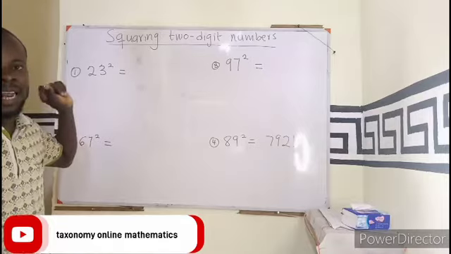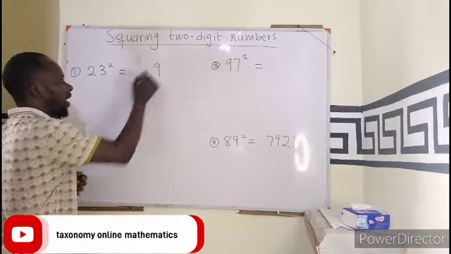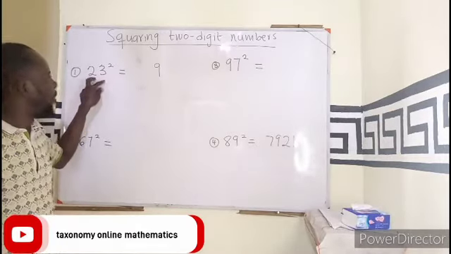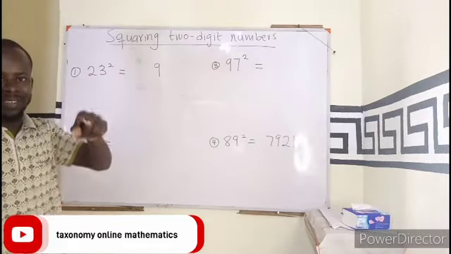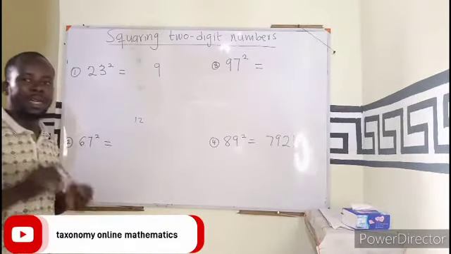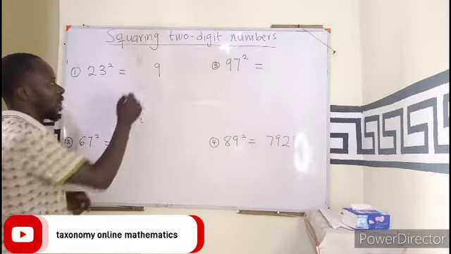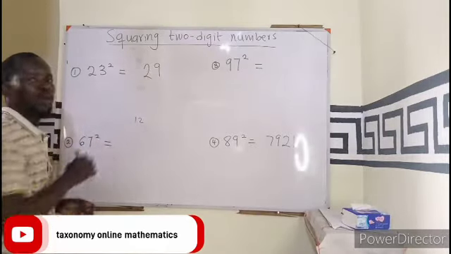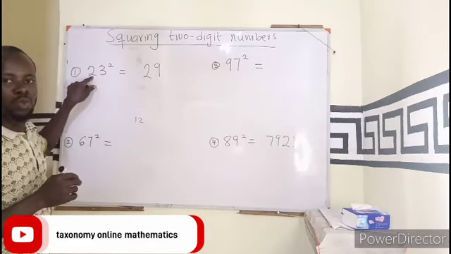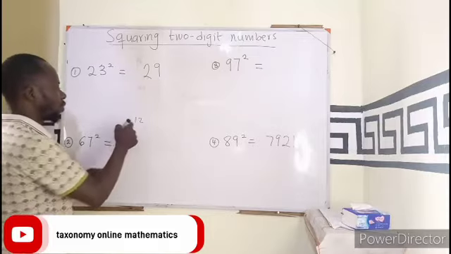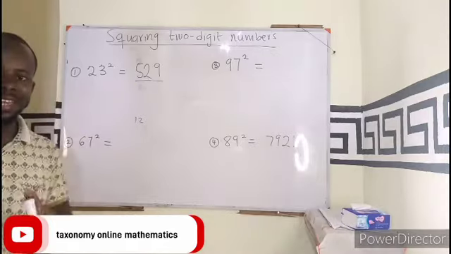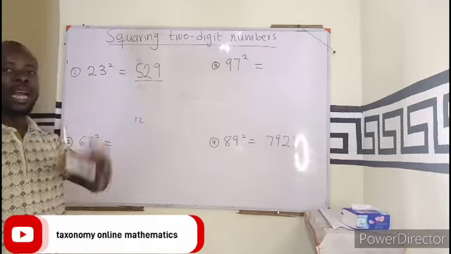I'm going to square the last number, which will give me what? 9. The square of 3 is 9. Now I'm going to find the product of the two numbers, meaning 2 times 3, 6. I find the double of 6, that is what? 12. So I'll write the 2, carry 1. Now I'm going to find the square of the first number, which is 2. 2 squared is 4. 4 plus the remaining 1, that gives me 5. So the square of 23 is just 529.